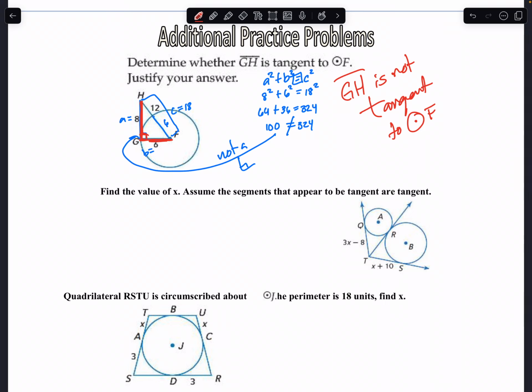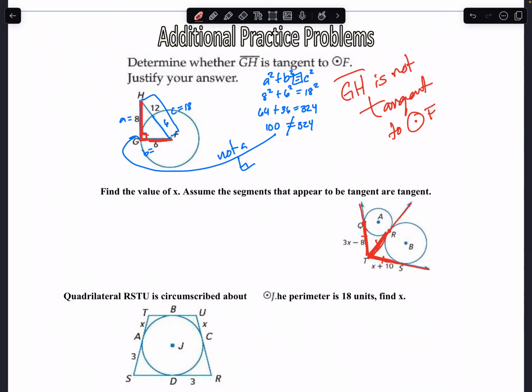Next example. Find the value of x. Assume that the segments that appear to be tangent are tangent. So we're going to assume that this line is tangent to the circle, this line is also tangent to the circle, and this line is tangent to the circle. What does that mean? It means that all of these lengths are going to be congruent. From here to here is the same length as this, and it's going to be the same length as this. All these three lines on the outside that meet in the same place are the same length.